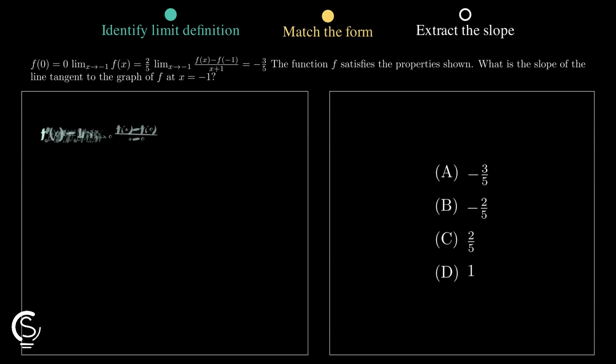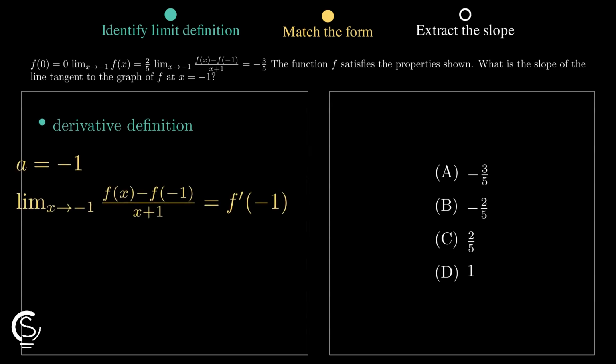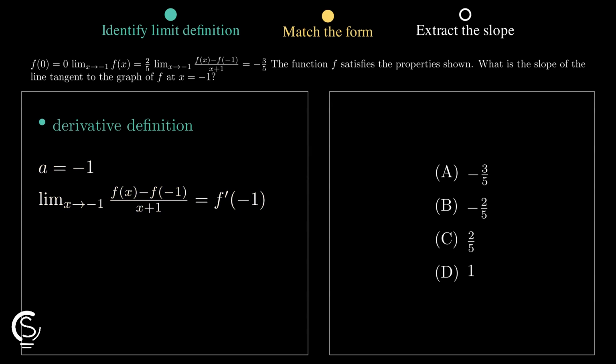Compare our given limit to the definition. Here, a is -1. The expression matches the derivative definition perfectly, so the limit value is the derivative at -1.